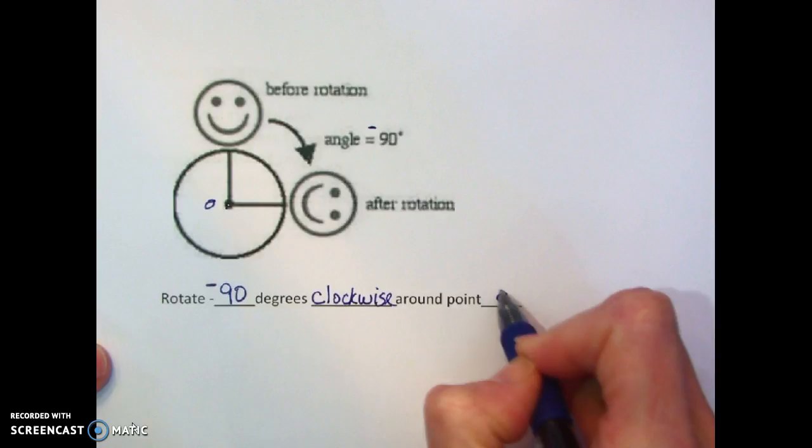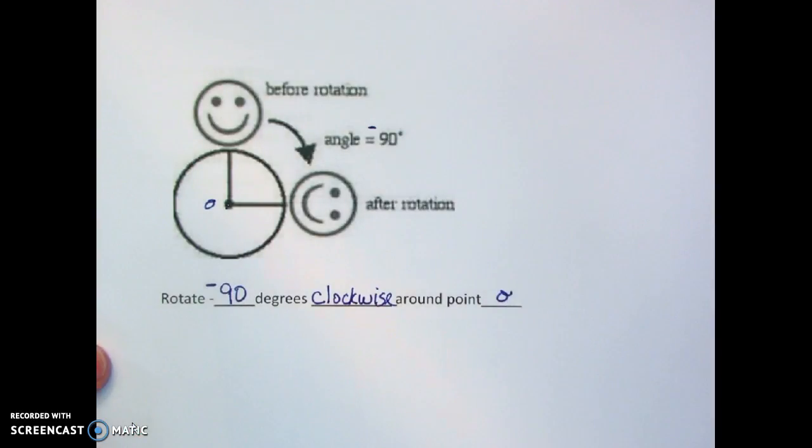around point O. So when we do a rotation, we need to tell how many degrees we're rotating it, which direction, clockwise or counterclockwise, positive or negative, and around what point you are rotating. So we need to make sure we tell all of those things.